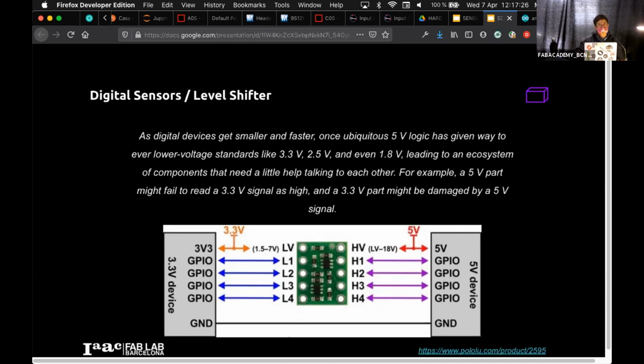Okay. If you want details on how this is built, here in the Pololu website, there's a little description of how this works internally. But basically, it's a bunch of transistors that is able to convert low signals to high signals, acting as an amplifier.